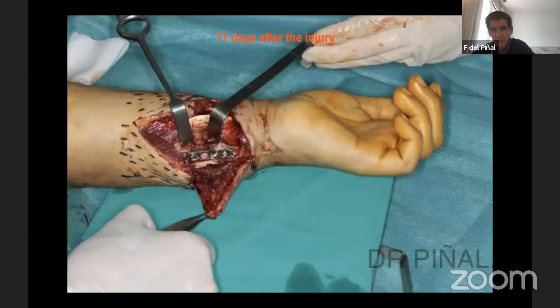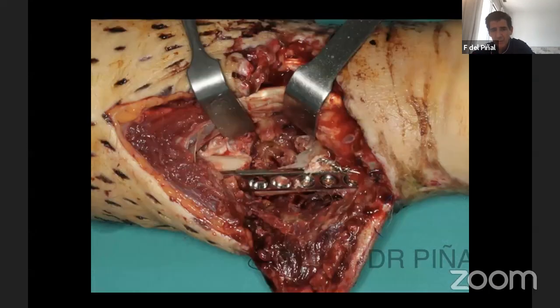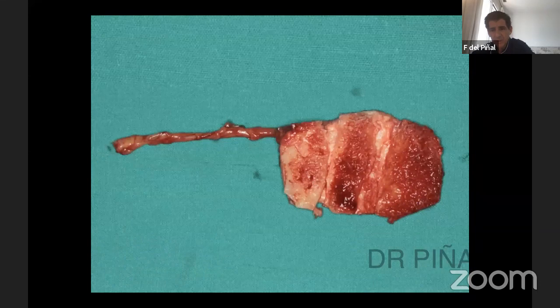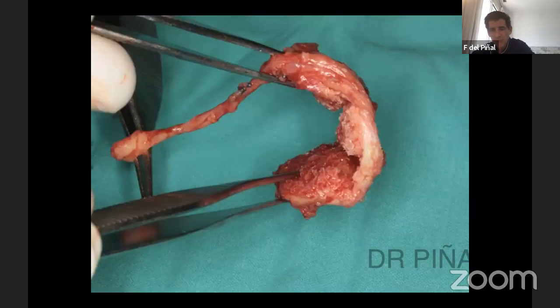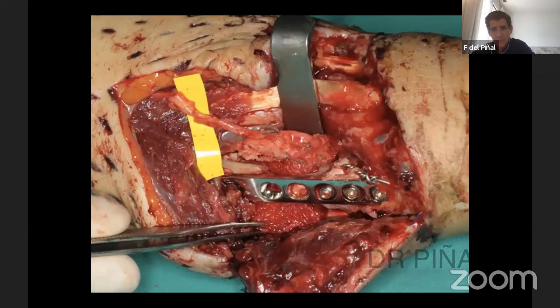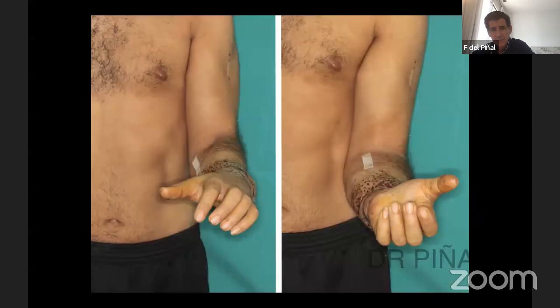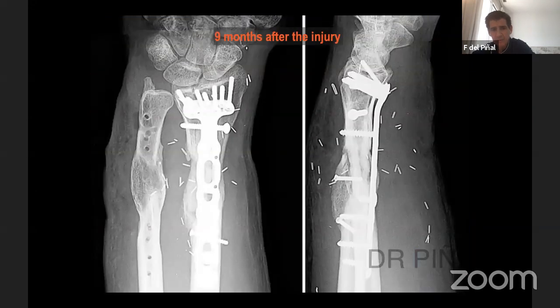And a week later, we lifted the flap and restored the ulnar defect with a medial femoral condyle flap that was described by Dr. Doi. And we wrap this flap around the ulna. You can obviously use non-vascularized bone graft, but non-vascularized bone graft will take very long, and you will have to keep the plate for very long. We removed the plate 6 months after this surgery. We allowed him immediate range of motion and pronosupination, and this is 9 months after.